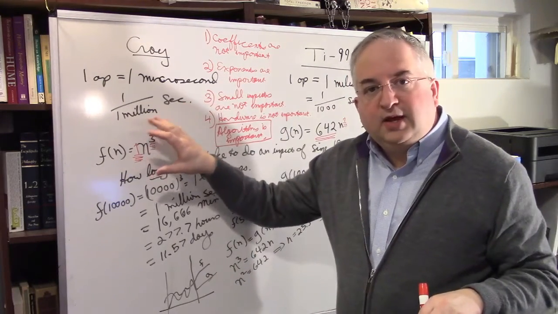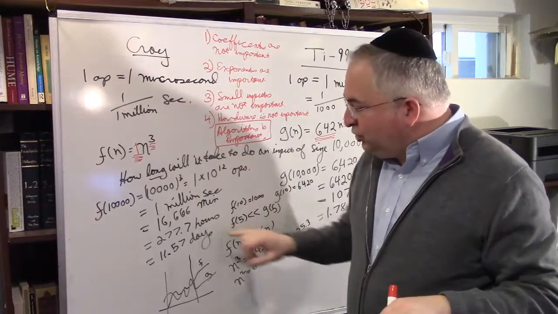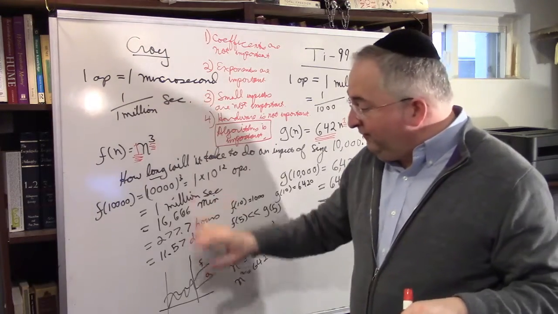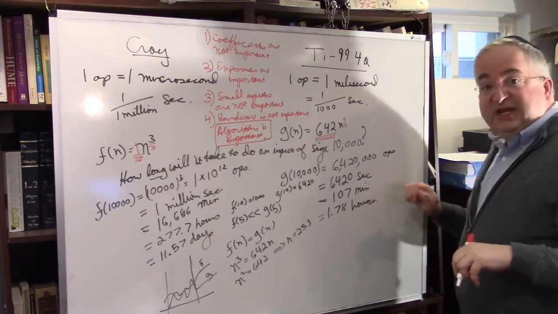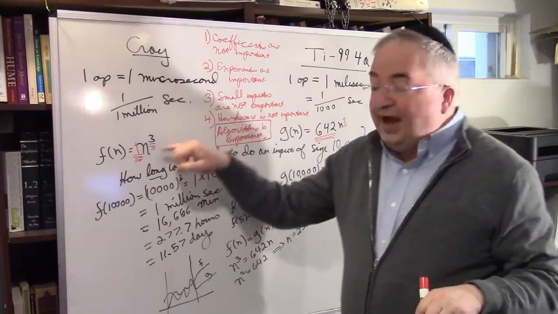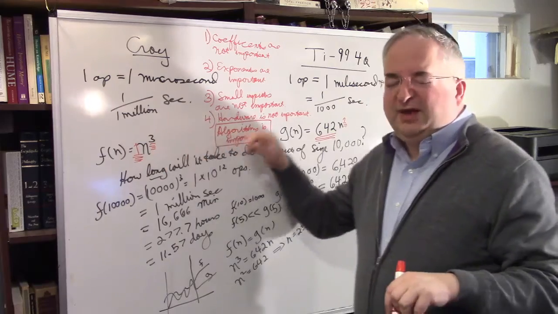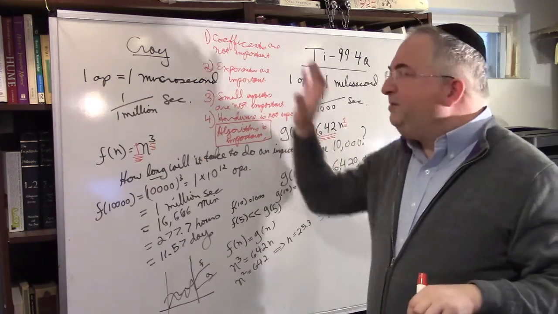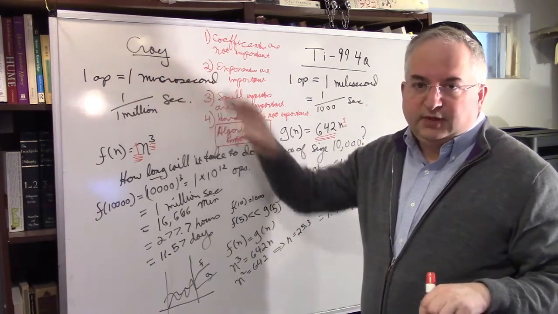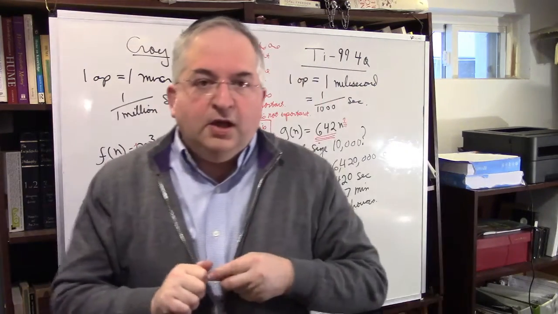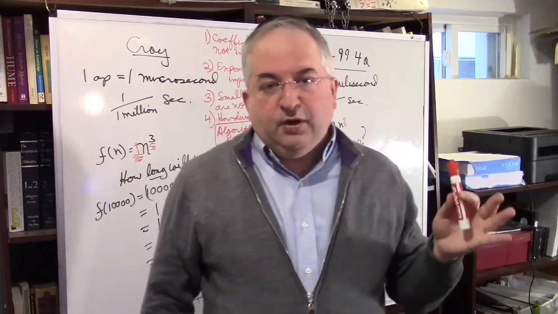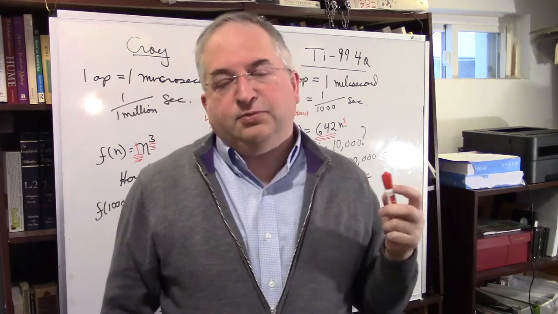algorithm. The reason why it's better to do it the way you'll finish in 11.57 days here, but 1.78 hours here, is because the algorithm is much better here. I'm sorry, worse here than there. Doesn't matter what the computer is. And this is a very important thing you have to know. Computers are important, but the algorithm is much more important.